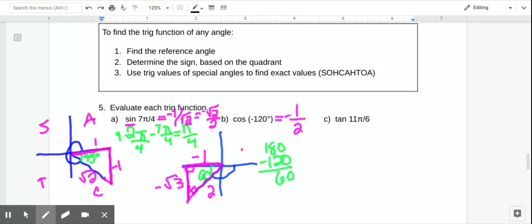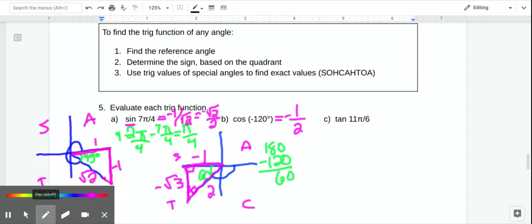Also, just as a reminder, All Students Take Classes. Only tangent is positive in that quadrant, so the cosine should be negative. Now, that's a nice, neat one. When you put that one into your calculator, it's going to tell you -0.5, which is fantastic. All right, let's try one more of these.